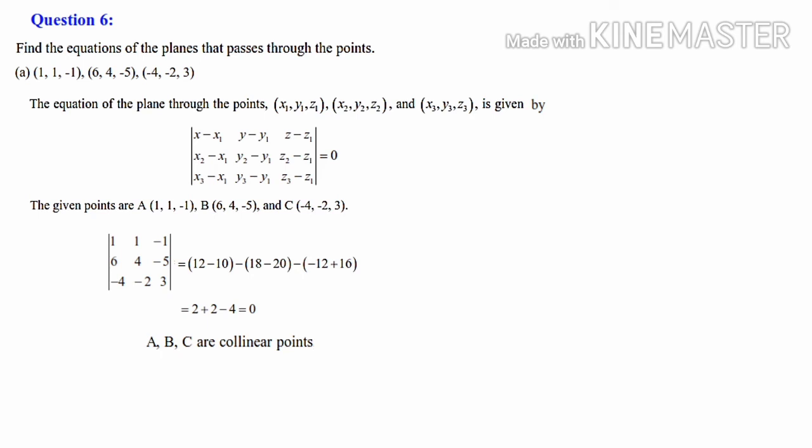So we cannot form an equation by using this formula, and we have to write the conclusion that there will be an infinite number of planes passing through the given points. Since the points are collinear, they are on the same straight line, so there will be an infinite number of planes passing through the given points. That we have to write as the conclusion.